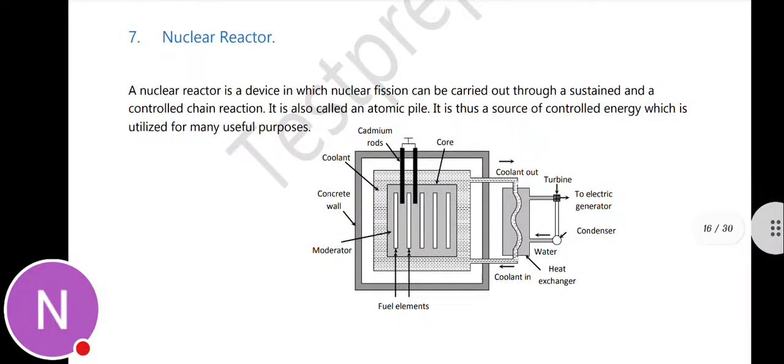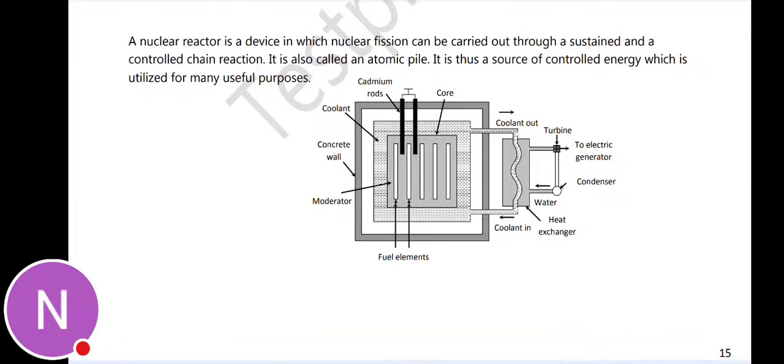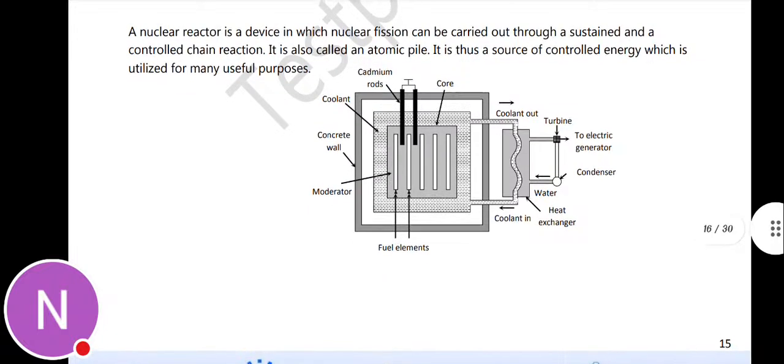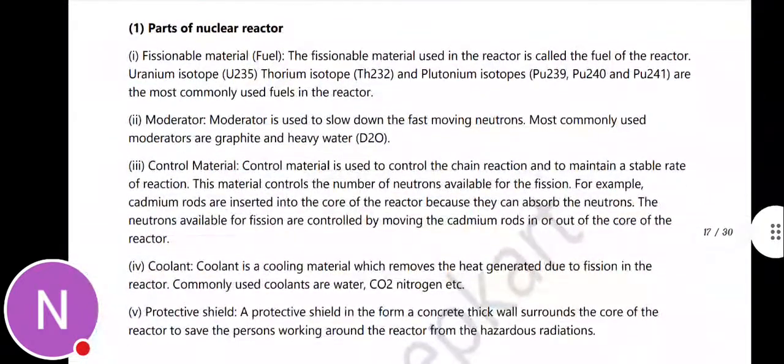Here you can see the diagram of a nuclear reactor. It has coolant, concrete wall, and moderator, which as I said is graphite or water. It has fuel elements, coolant in, heat exchanger, water condenser to electric generator, the turbine, coolant out, core, and the cadmium rods. These are the things that are there in a nuclear reactor. Now let us learn about the parts of a nuclear reactor one by one. First, fissionable material, that is fuel.